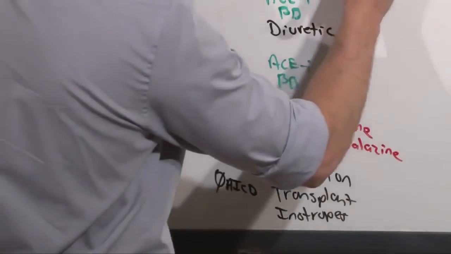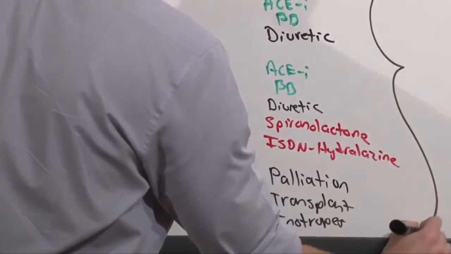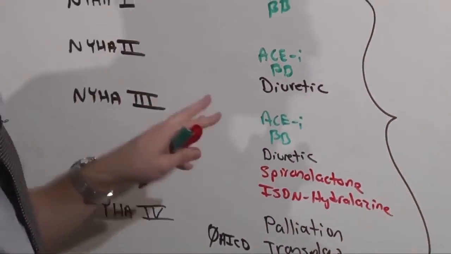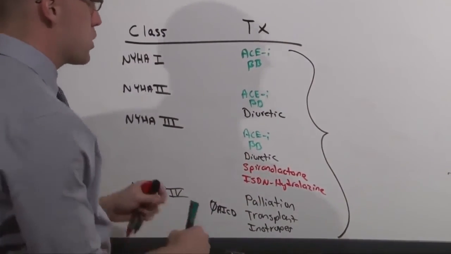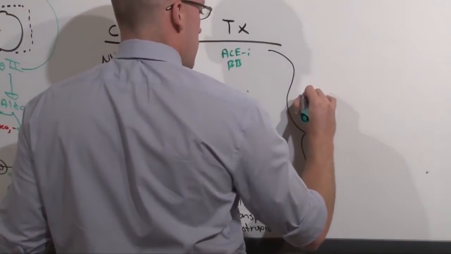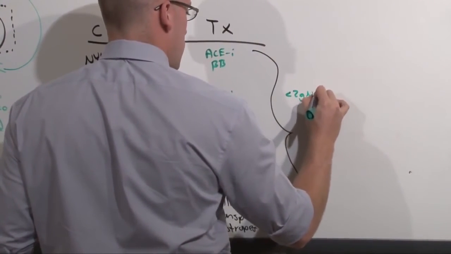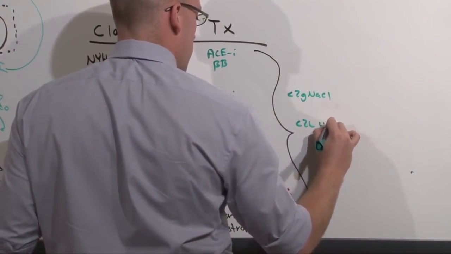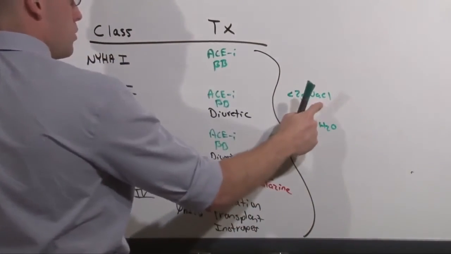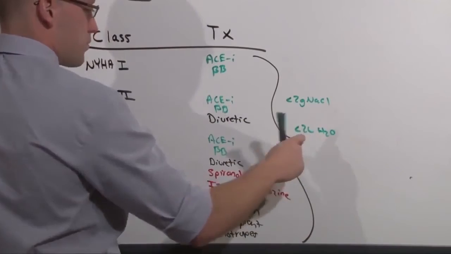All classes of heart failure have to control the amount of fluid that gets on this person. So all patients are going to receive less than 2 grams of sodium chloride per day and less than 2 liters of fluid per day. Restrict the salt, restrict the fluid.